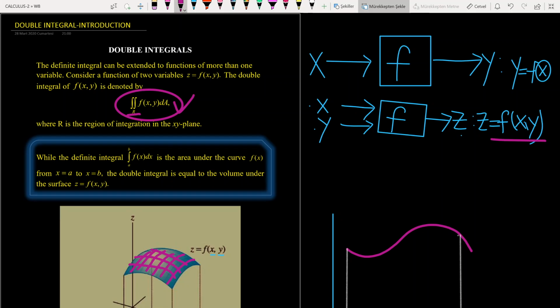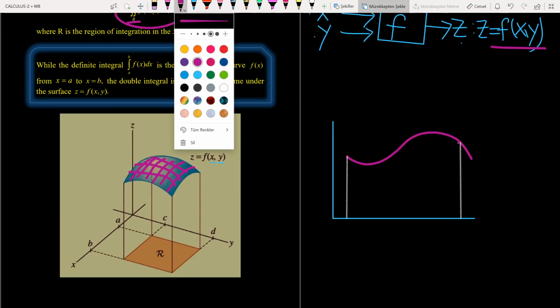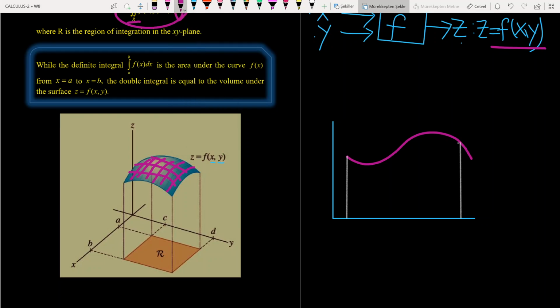Now let's remember the idea of integral for the function of one variable. What we had before was a function of one variable. Let's say y is equal to f of x, and let's say it is the graph of f of x. Let's say the domain of the graph is from a to b, and we want to compute the area under this curve f of x.